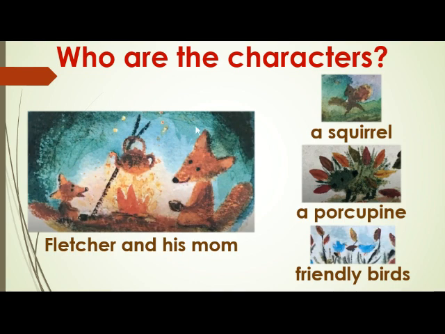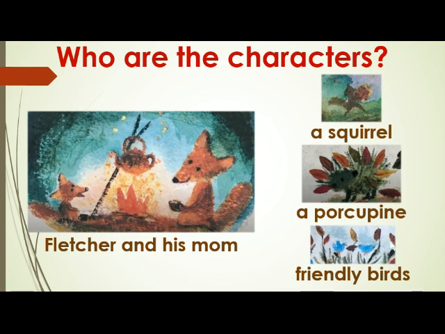We also have some smaller characters that aren't main characters. They're not in most of the story, but they still help tell it. We have the squirrel who wants to collect leaves, the porcupine who wants the leaves to stay warm, and the friendly birds who try to help Fletcher put those leaves back on the branches. So all of these were also characters who were in the story.